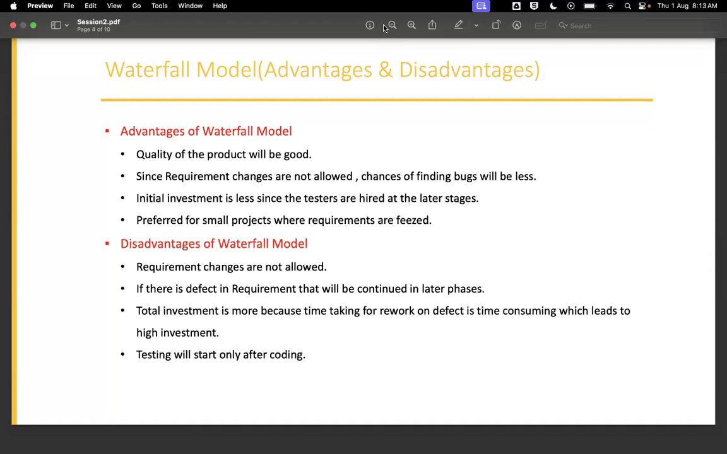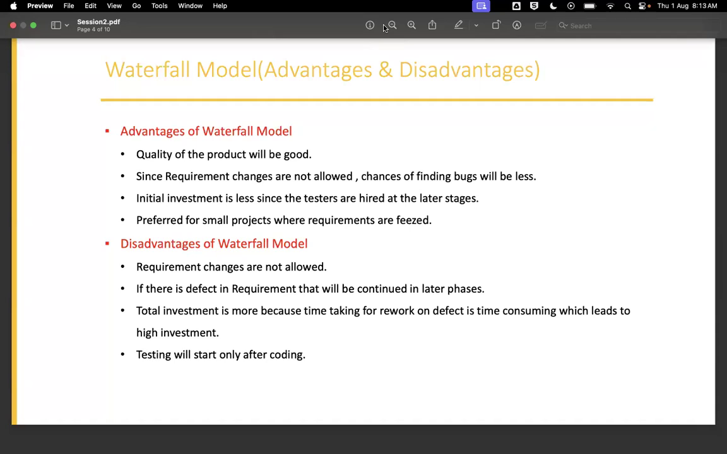The disadvantage, guys, is that since QA are involved only after coding, testing will start only once the coding is completed. And the requirement changes not being allowed becomes a disadvantage, because in today's competitive market, guys, every day, or let's say every week, there is a new UI UX change over the product. If there is a defect in the requirement, it will be continued, guys.